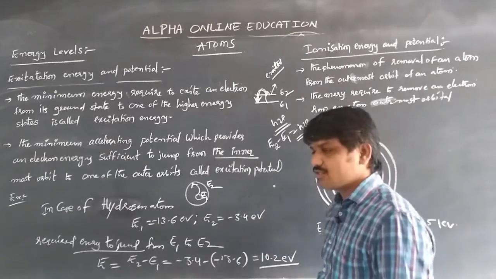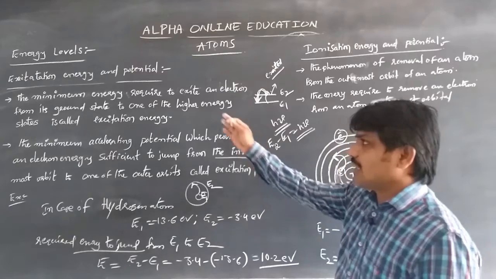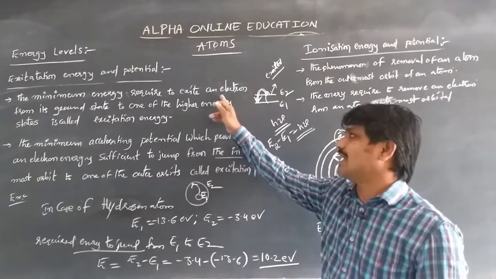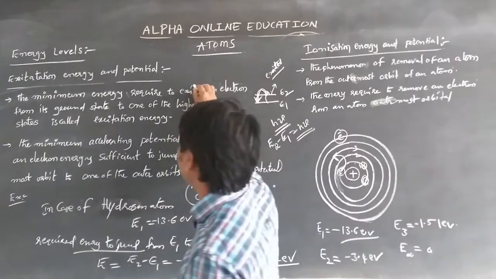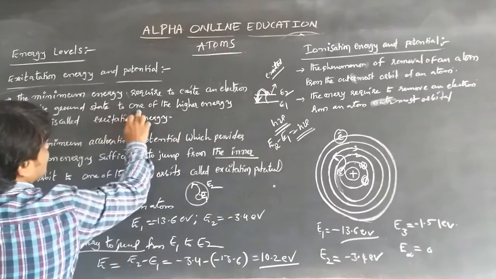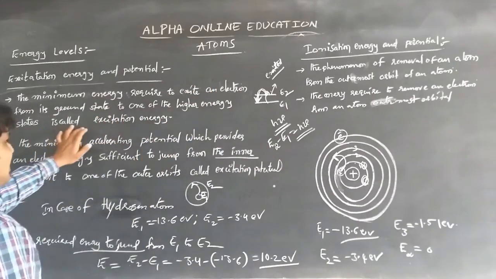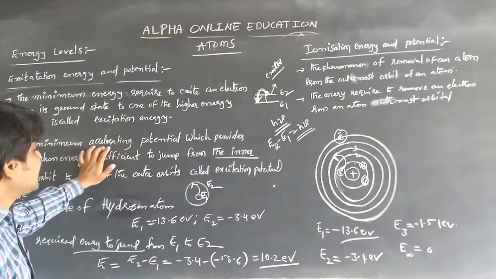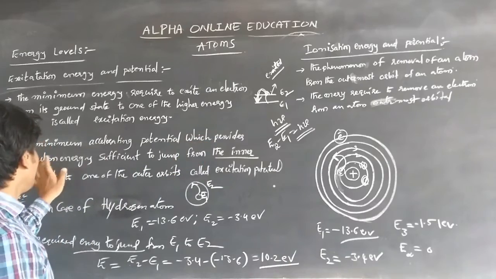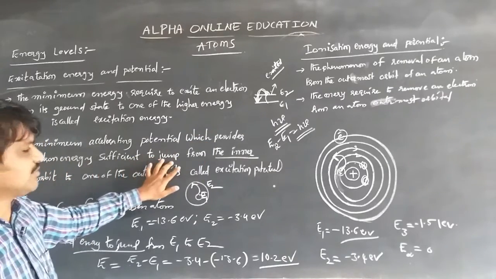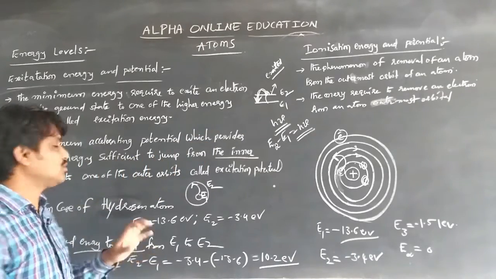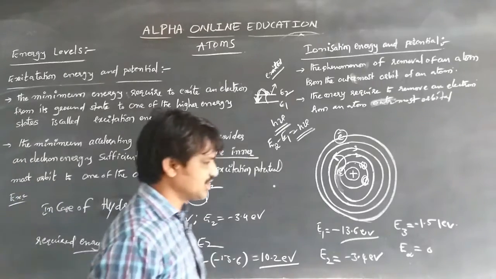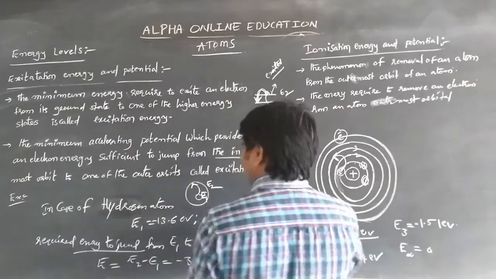So here in the hydrogen atom, the minimum energy required to excite an electron from its ground state to one of the higher energy states is called the excitation energy. And the minimum accelerating potential which provides an electron with sufficient energy to jump from the innermost orbital to one of the higher orbitals is called the excitation potential. So this is about excitation potential.